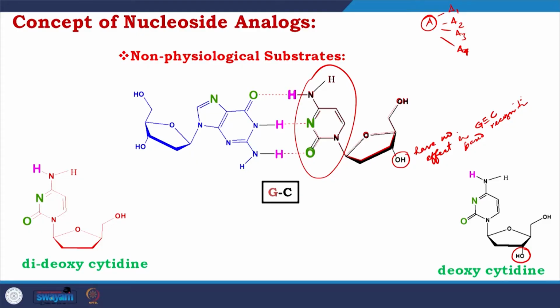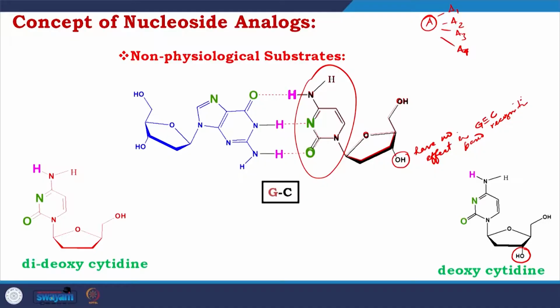Now, why is this very critical? Think about it: because it has the same hydrogen bonding pattern as deoxycytidine, it could easily insert into the DNA by the process of recognition through GC hydrogen bonding. But once it is inserted, incorporated there, what will happen? Let us see.